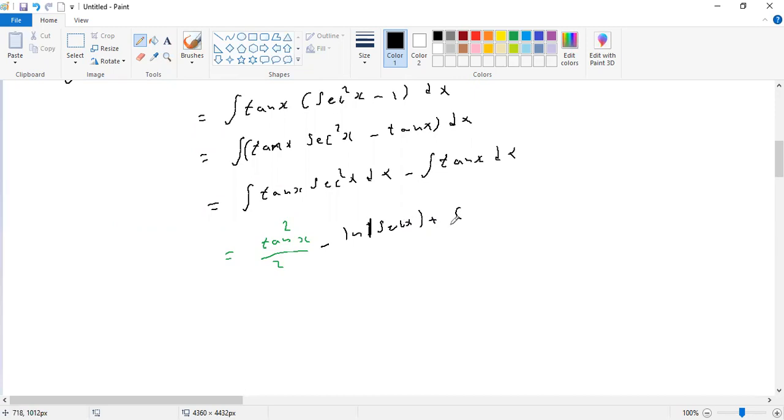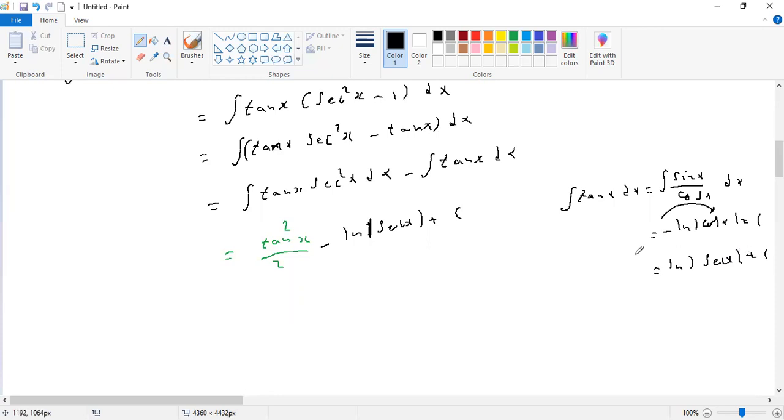Ln secant. Why? Because we said the integral of tan x dx, we write it again, sine x over cosine x dx. The derivative of cosine is minus sine, so we have minus ln cosine x plus c. And this negative one, cosine to the power negative 1 is secant, so it would be ln secant x plus c.